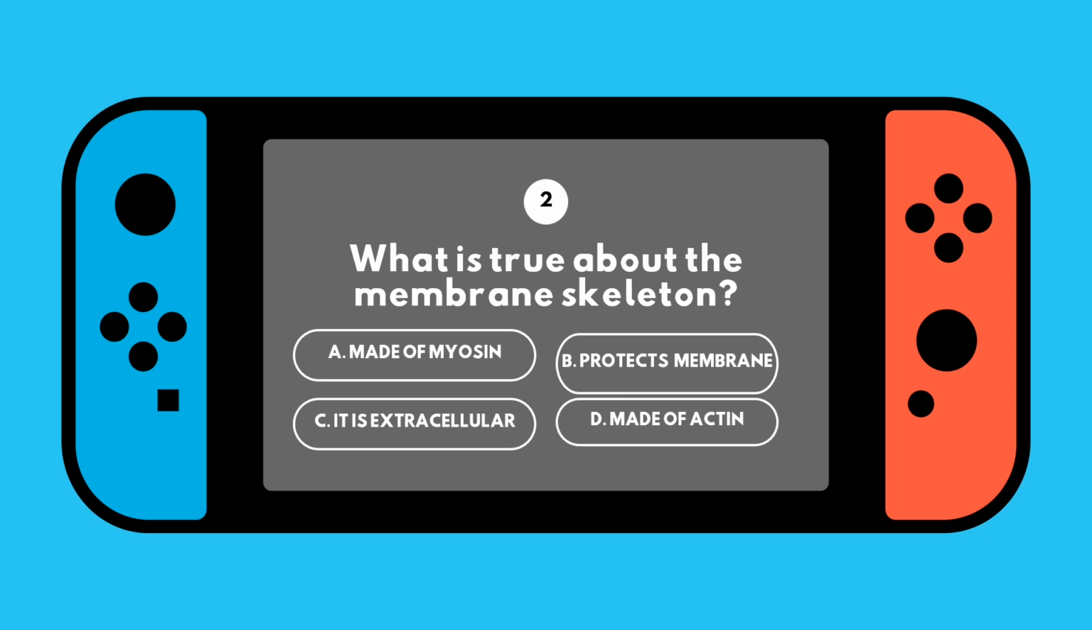Be careful not to confuse this with the molecular machines I mentioned earlier, because I'm not sure if I mentioned this, but actin and myosin together work to produce molecular machines. Here it's just actin forming the membrane skeleton. Yes, alright, perfect.